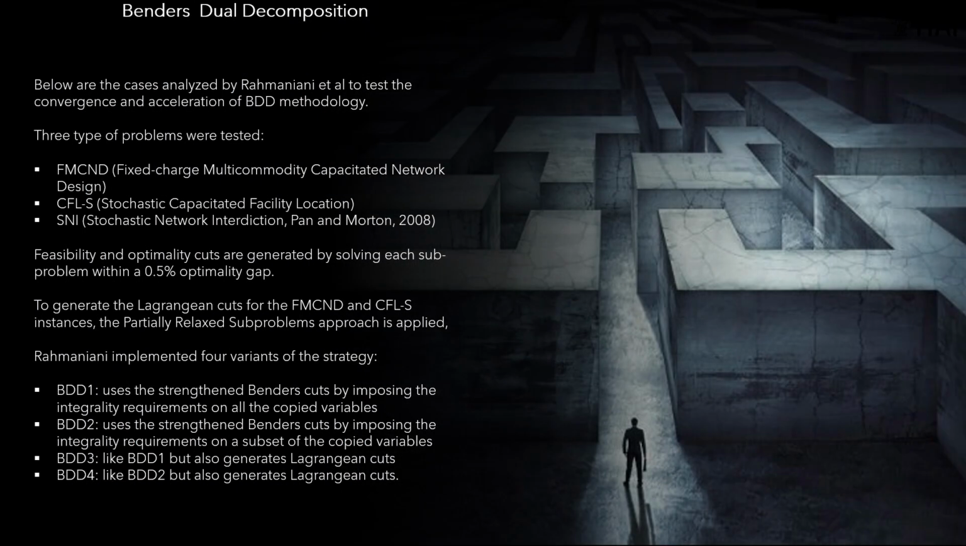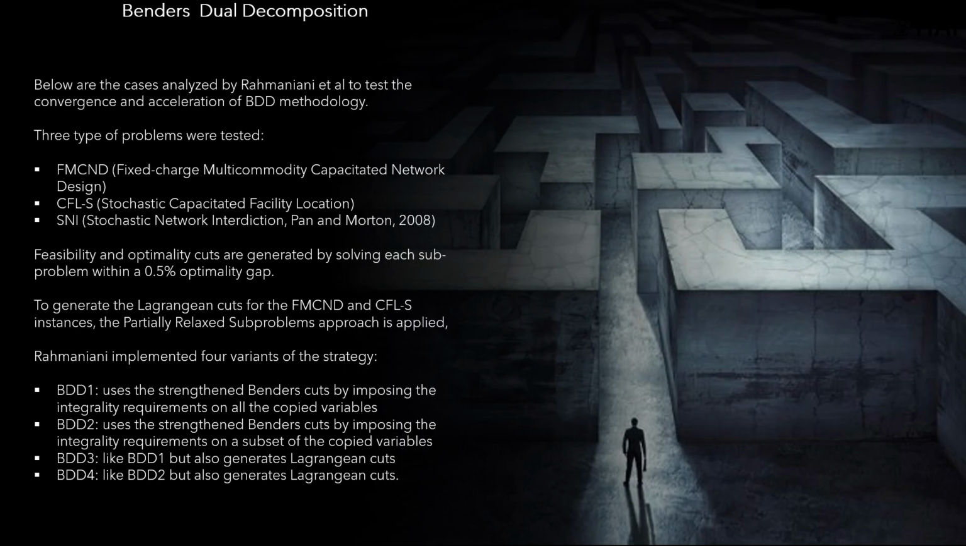Below are the cases analyzed by Rahmaniani et al. to test the convergence and acceleration of BDD. Three types of problems were tested: FMCND, Fixed Charge Multi-Commodity Capacitated Network Design, CFLS, Stochastic Capacitated Facility Location, and SNI, Stochastic Network Interdiction. Feasibility and optimality cuts are generated by solving each subproblem within a 0.5% optimality gap. To generate the Lagrangian cuts for the FMCND and CFLS instances, the partially relaxed subproblems approach is applied.